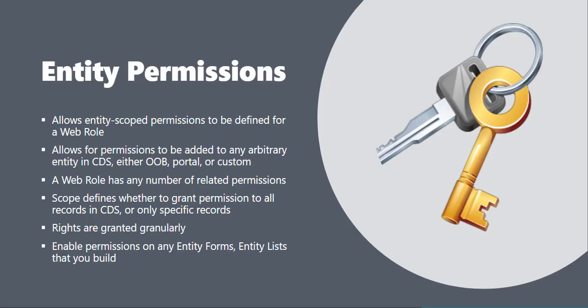So now let's talk a little bit about entity permissions specifically. Entity permissions are records in the portal management app that allow you to specify privileges for any entity that exists within your CDS database that you want to surface on the portal via things like entity forms, entity lists, or custom liquid code. You define these entity permissions for web roles.